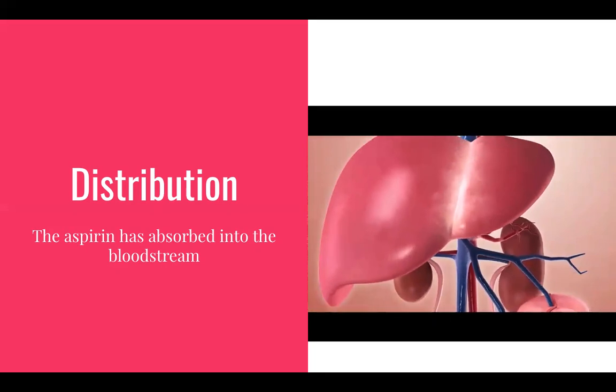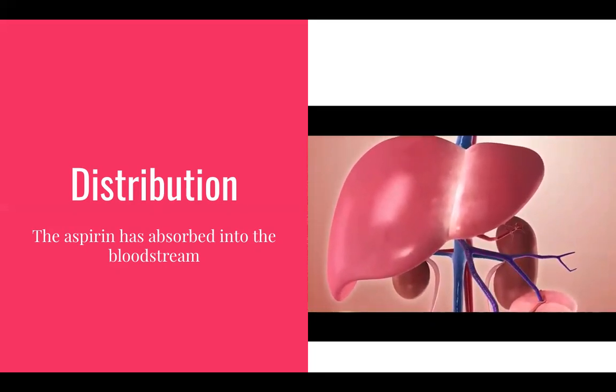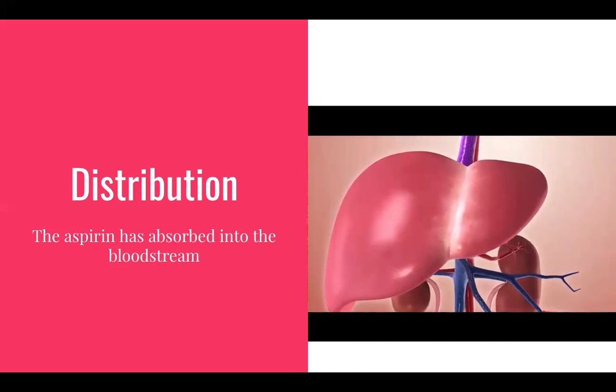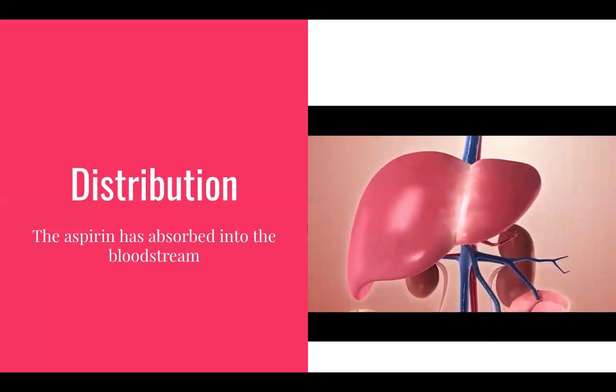The next stop on the journey is the liver. The aspirin-rich blood will enter the liver through the hepatic portal vein at the bottom, and it will exit at the top via the hepatic vein. At this stage, even more of the aspirin will be removed through a process called first-pass metabolism. The liver's job is a bit like a filter. It will metabolize drugs before they reach the rest of the body.